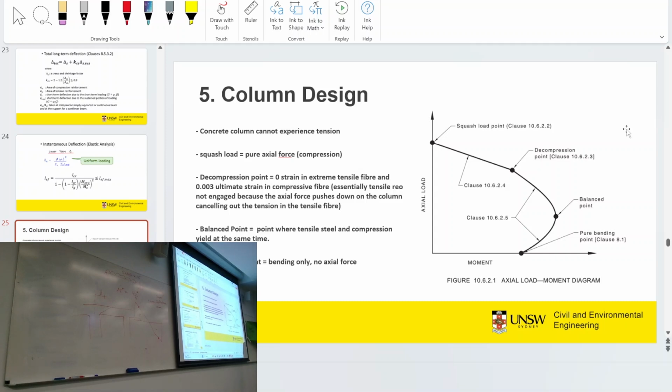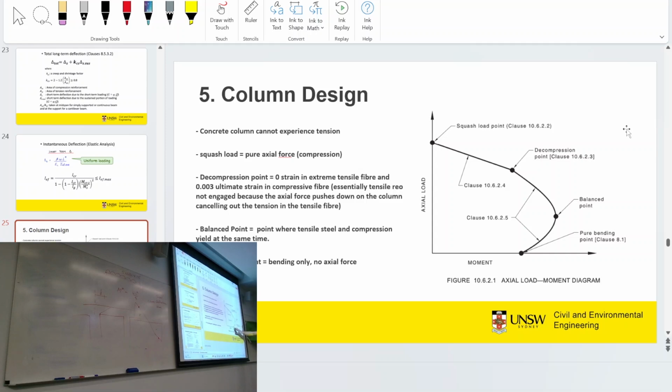The axial load, what about it? Because it cannot experience tension. Nice, very good, that's right. A concrete column can't experience tension, it can only experience compression. So that's why all your values are positive for axial load. Steel, you can look at in compression or tension, it doesn't matter. But for concrete, we're just looking at compression load.